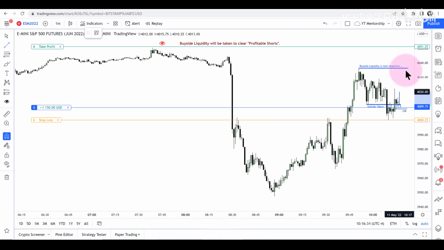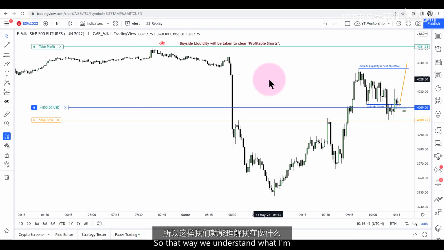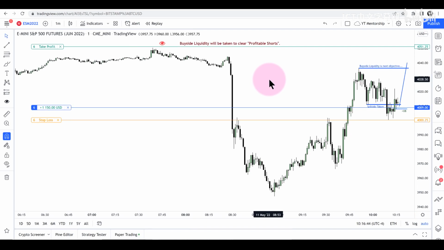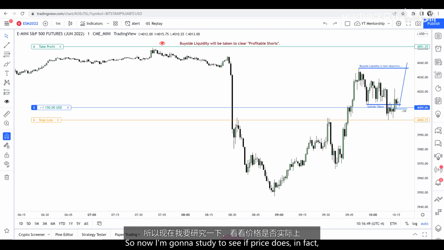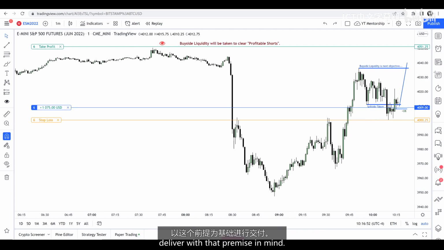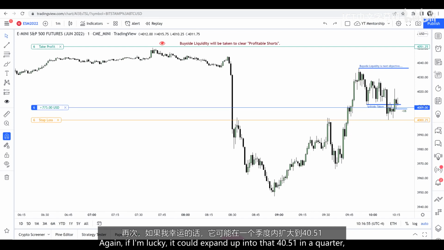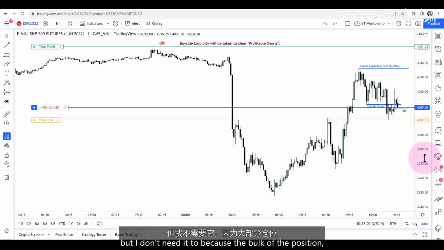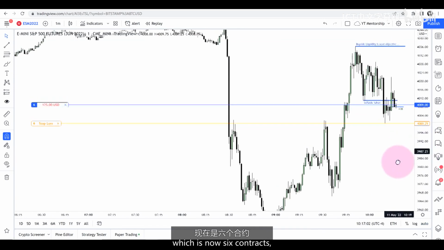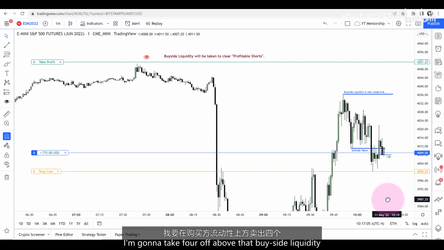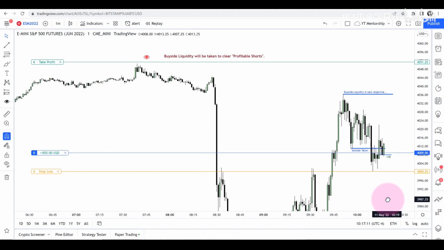All right, and that's what I'm looking for. I'm looking for that type of movement, so that we understand what I'm internalizing, what I'm seeing, what's likely to pan out. So now I'm going to study to see if price does in fact deliver with that premise in mind. Again, if I'm lucky, it could expand up into that 40.51 in the quarter, but I don't need it to, because the bulk of the position, which is now 6 contracts, I'm going to take 4 off above that buy side liquidity should I get the opportunity to do so. And I'll do it on the basis of a market order.